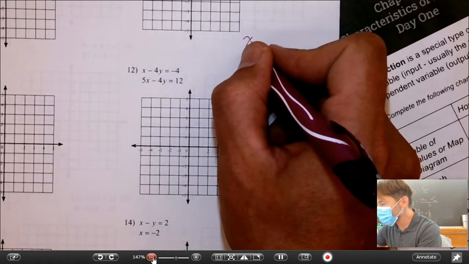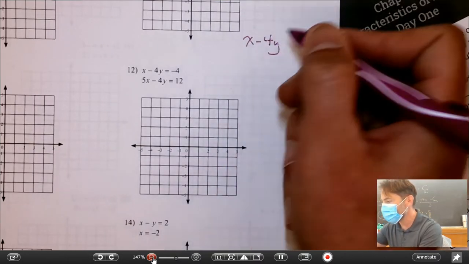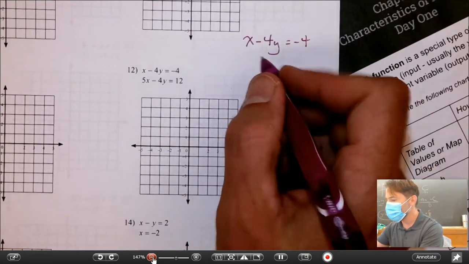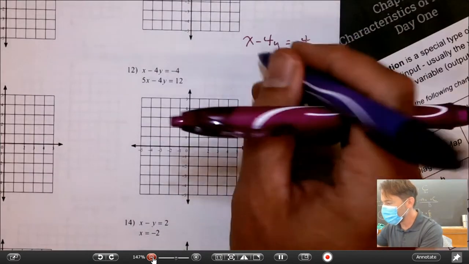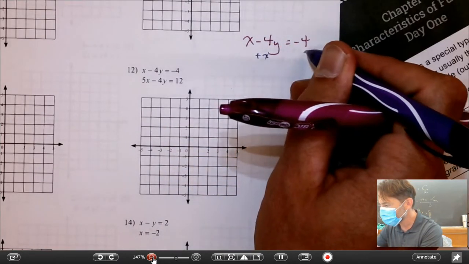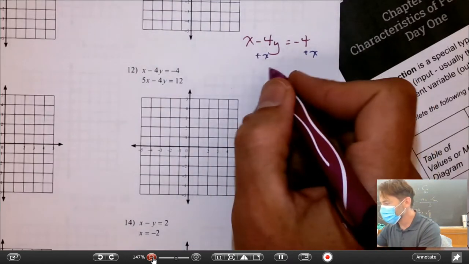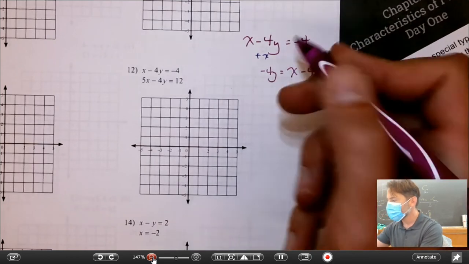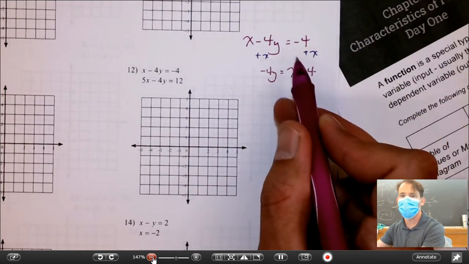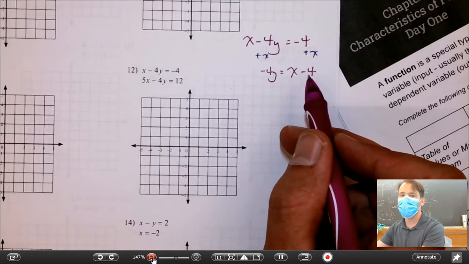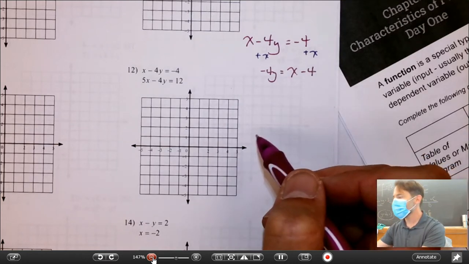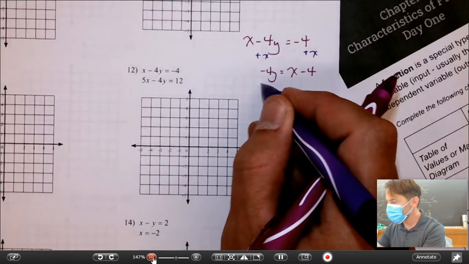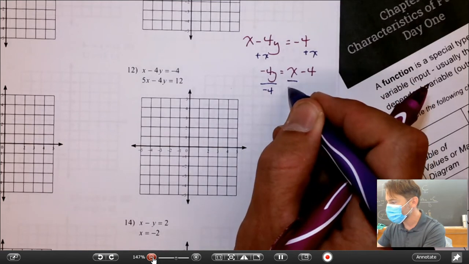I'm going to copy my first equation, x minus 4y, we're on question 12, Alex, equals negative 4. My first step is to move the x to the other side. So I am going to add x to both sides of the equation. And then I get negative 4y is equal to x minus 4. I just wrote the x first because that's just my convention. x plus negative 4, that's what I have here. And now I see I'm multiplying by negative 4y, so I'm going to divide both sides of the equation by negative 4.